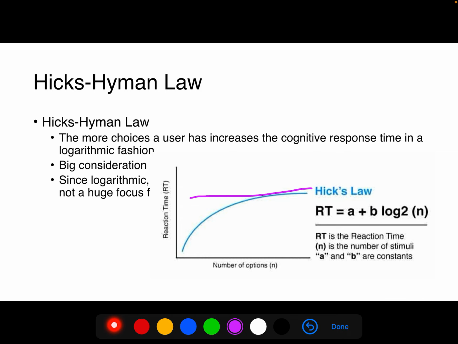It's a big consideration for complex systems because most complex systems will end up maxing out reaction time anyway, because of just the number of options that are present. And because it's logarithmic, it's not going to go up linearly or anything. So it's something we just have to be aware of and prepare for.